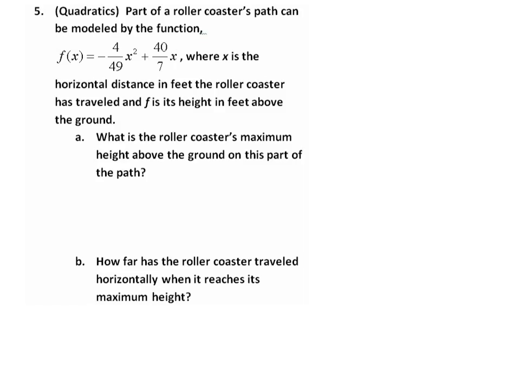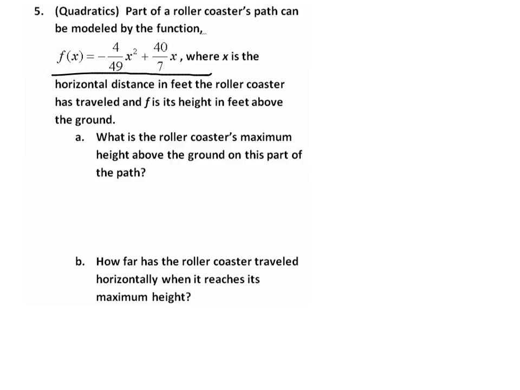Alright, Algebra 2. I can already tell that the problem a lot of people are going to have with this is that there are decimals or fractions involved, and people are like, oh god, I hate fractions. It says part of a roller coaster's path can be modeled by this function here, where x is the horizontal distance in feet that the roller coaster has traveled, and f is the height in feet above the ground. So what's the roller coaster's maximum height above the ground in this part of the path?